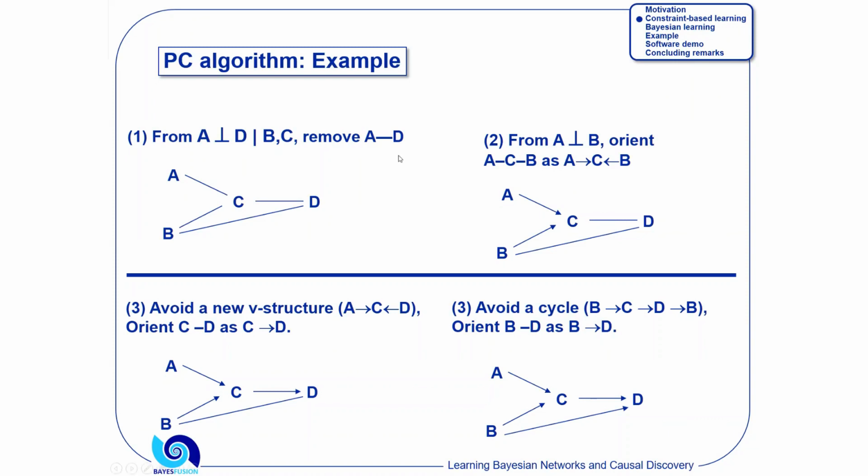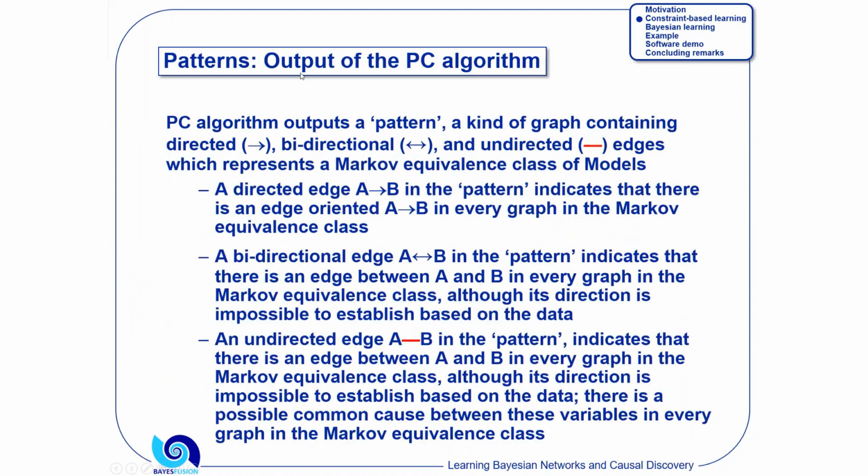Thanks very much. The algorithm outputs patterns. Remember these equivalence classes. Sometimes the algorithm will not be able to distinguish between different cases. Then it will output patterns. Patterns are essentially connections of two types: bidirectional arcs and undirected. Bidirectional arc means that there is a connection, but we don't know which way. The arcs without arrowheads mean that there's an arc or there's a common cause between them. We don't know that.